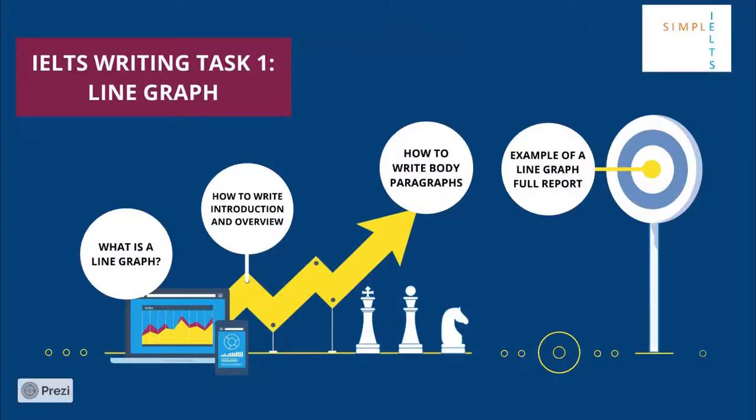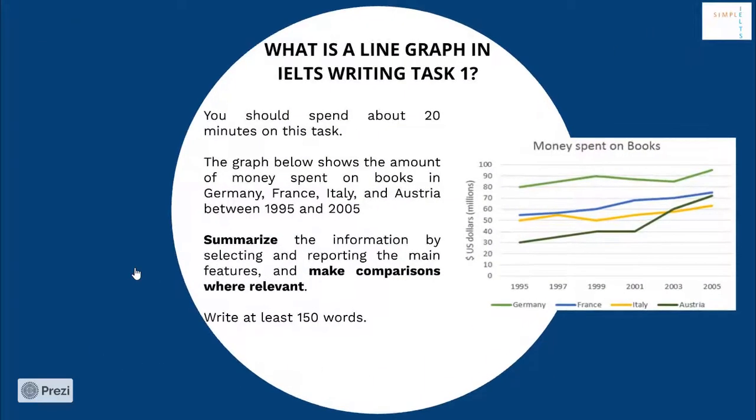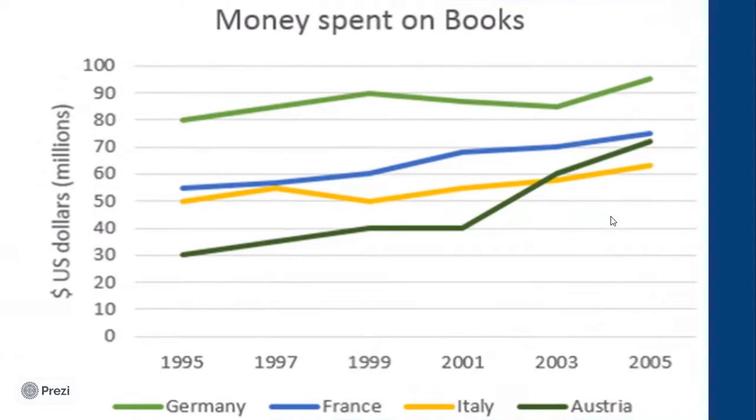Today we will talk about IELTS Writing Task 1, especially line graph. First of all, I would like to explain a little bit about what a line graph is in IELTS Writing Task 1. A line graph is a chart that shows the changes of information over time. In this example, the kind of data that change over time is the amount of money spent on books in 4 different countries from 1995 to 2005.